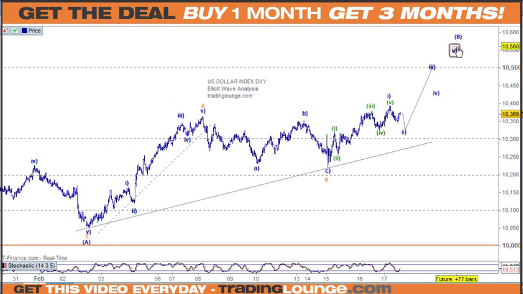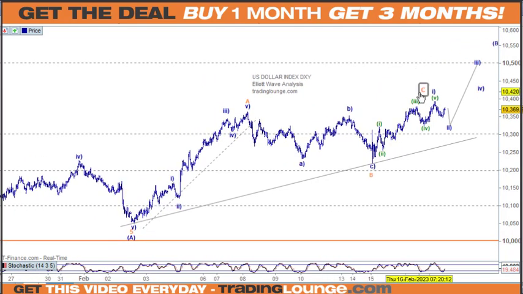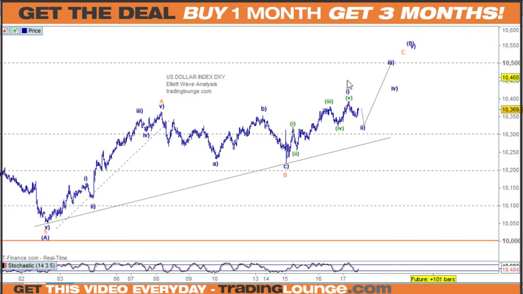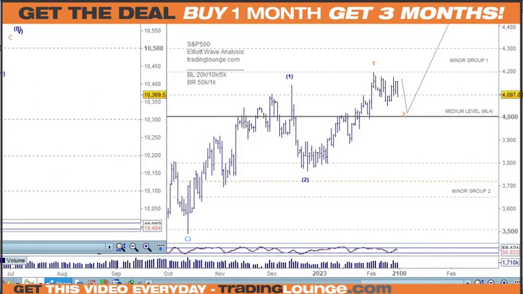So looking at the Australian dollar, it's possible to have a top in here of wave C of B, but it does leave it a little bit short. Otherwise, we're going to be pushing up here a little bit higher. Okay, so that's that in a nutshell.